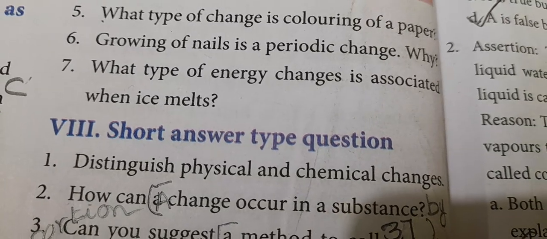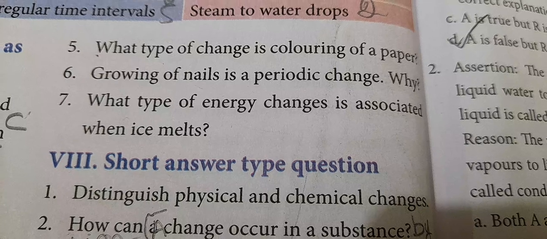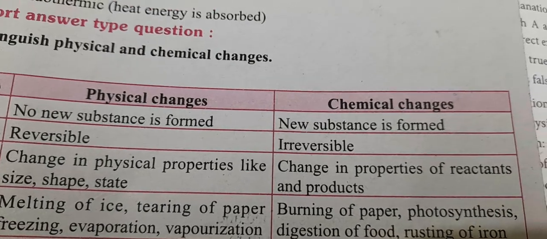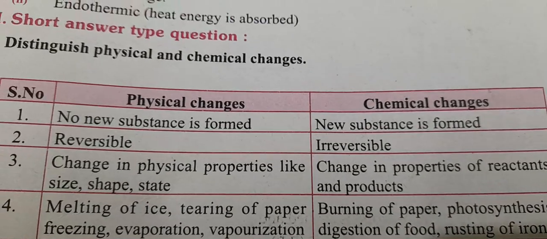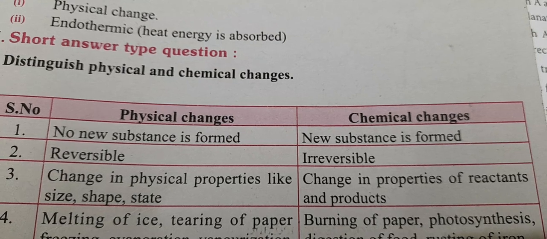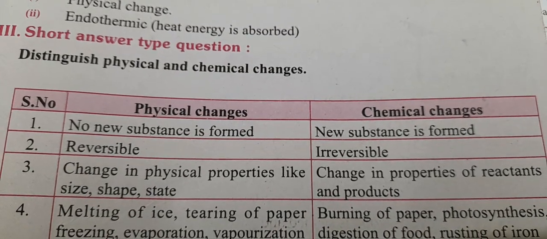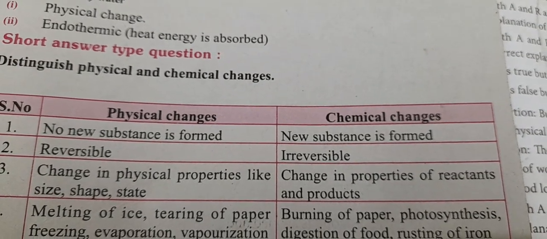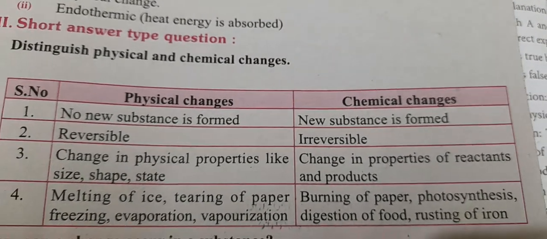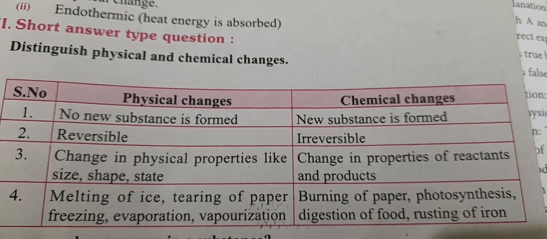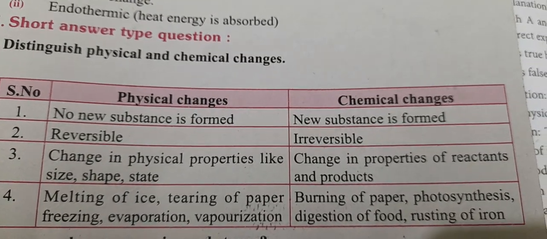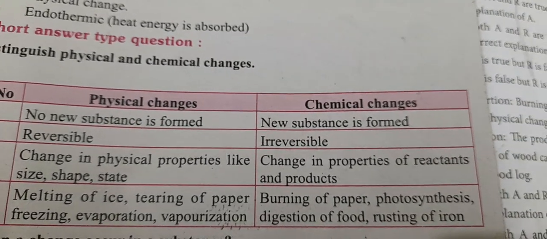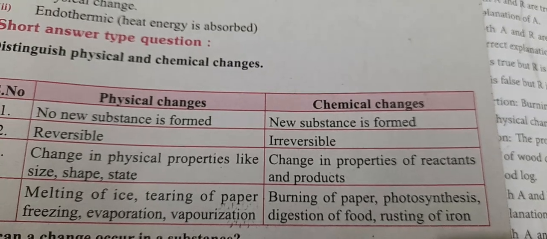Eighth, short answer type questions. Distinguish physical and chemical change. Physical change: no new substance is formed. Chemical change: new substance is formed. Physical change is reversible. Chemical change is irreversible. Physical change: change in physical properties like size, shape, state. Chemical change: change in properties of reactants and products. Physical change examples: melting of ice, tearing of paper, freezing, evaporation, vaporization. Chemical change examples: burning of paper, photosynthesis, digestion of food, rusting of iron.